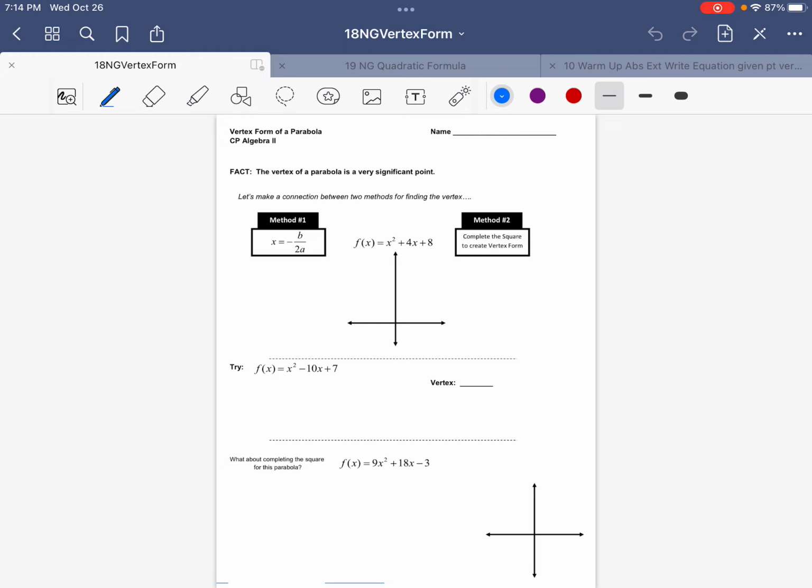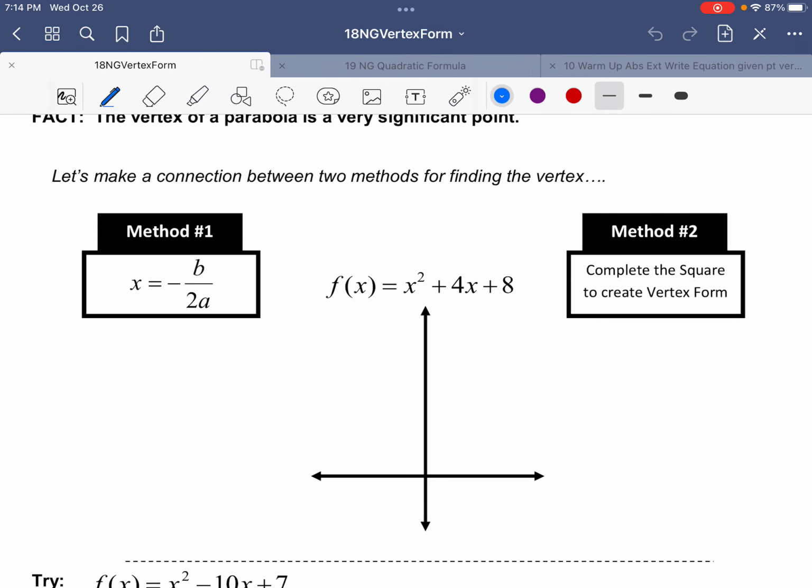And what you're going to find out today is that we have two ways that we can find a vertex. You might like one of the ways over the other, but the whole point is that you really realize that they both give us the same answer. So we're going to make a little connection as we look at, again, the vertex.